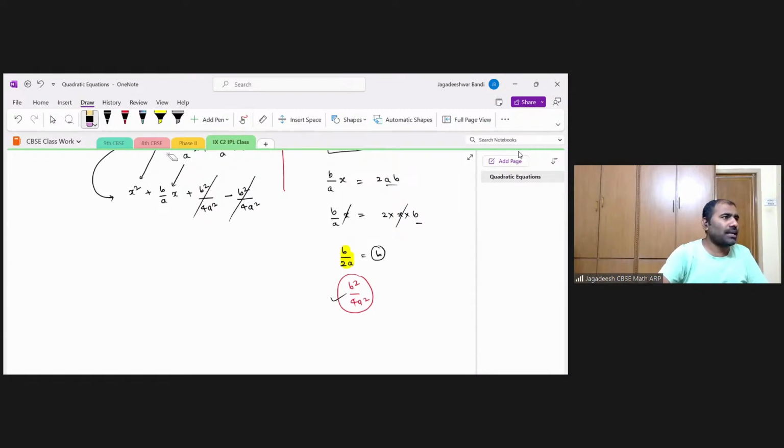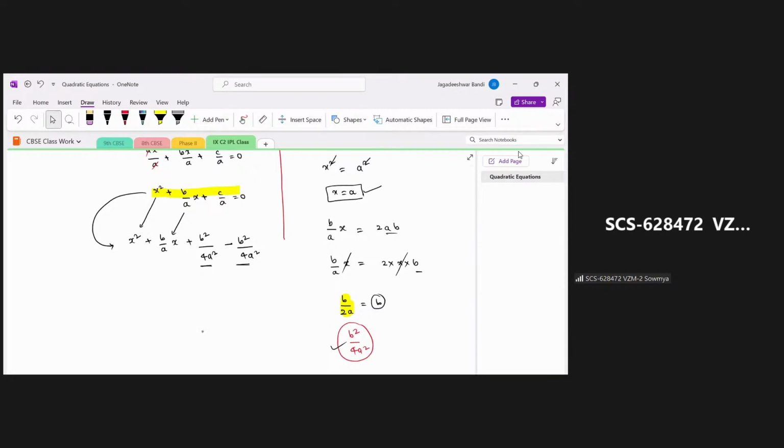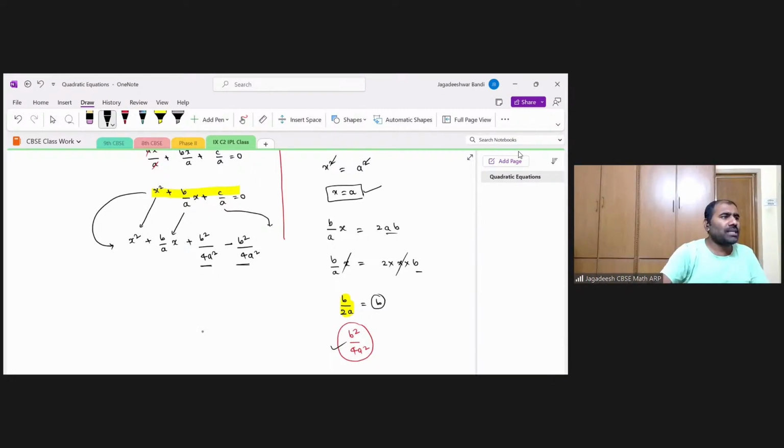See, once again, I'll erase this line. So we need b square. A square we got, plus 2ab we got. We need b square, so that b square means indirectly b square by 4a square. I have added it, so for balancing, again I have subtracted the same thing. Is that okay, Soumya? Yes, sir. Now plus c by a, I am writing as is equal to 0. Fine. So now everything I'll erase to avoid confusion.